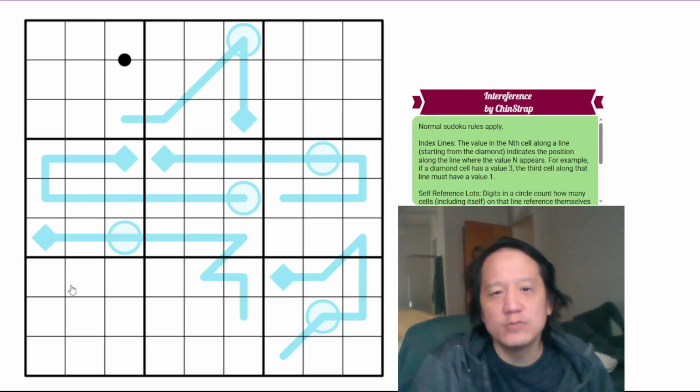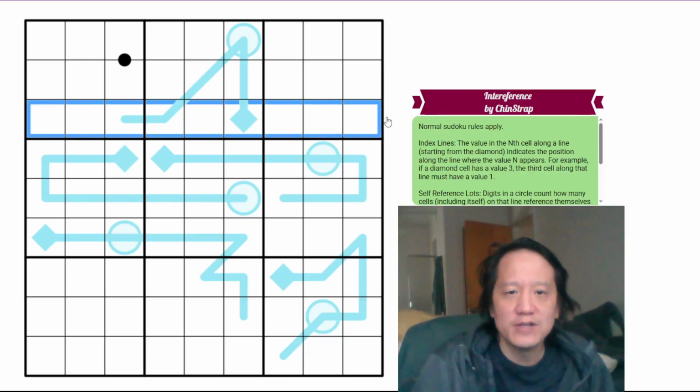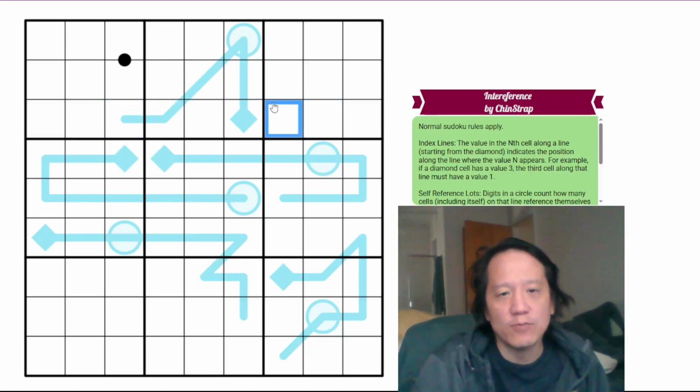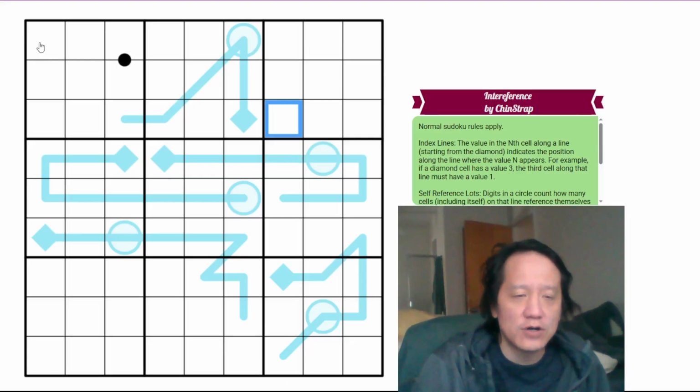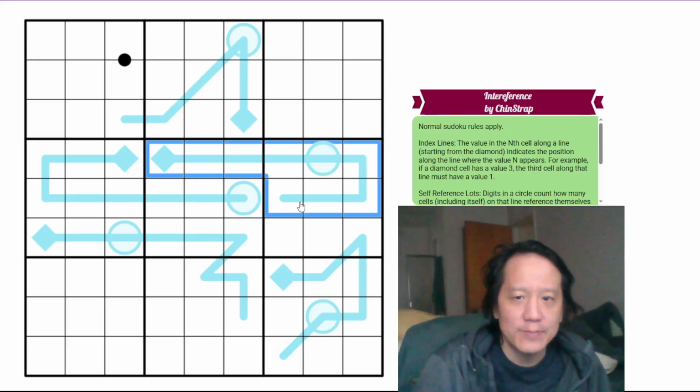Normal Sudoku rules apply, which means in every cell in the grid, place a single digit from 1 through 9 such that there are no repeats in any row, column, or designated 9-cell region, which is a box in this case. We have index lines, where the value in the nth cell along a line, starting from the diamond, indicates the position along the line where the value n appears.